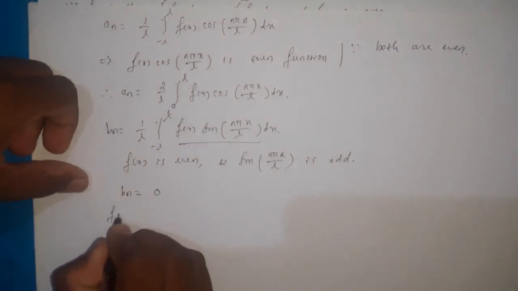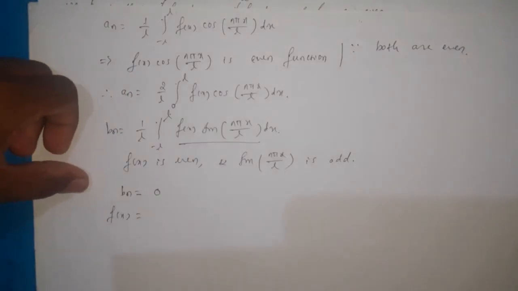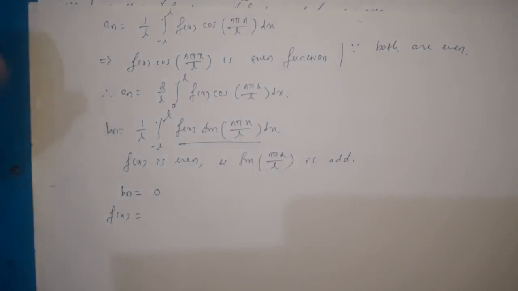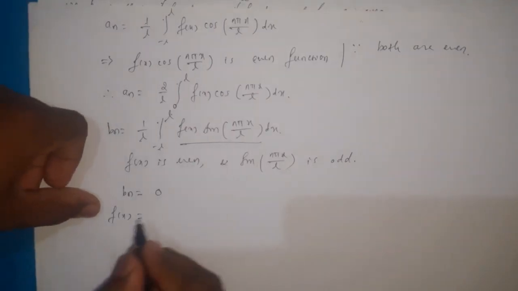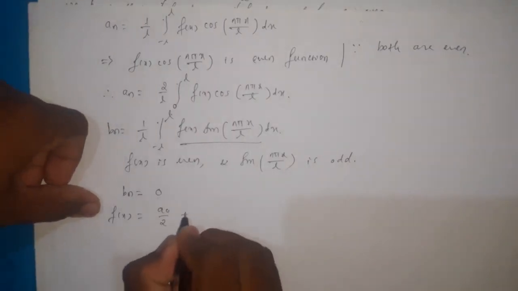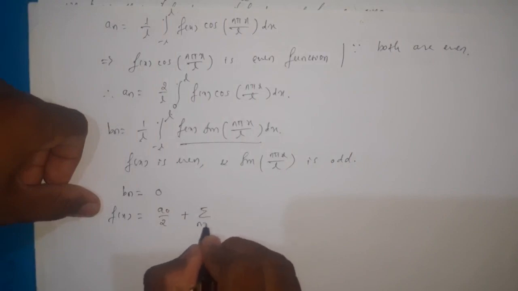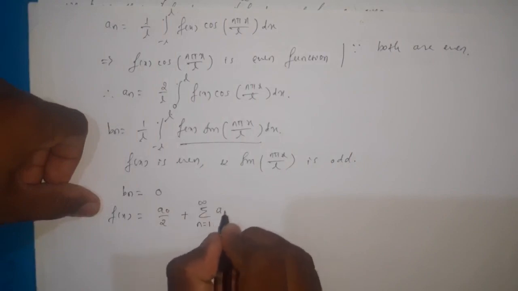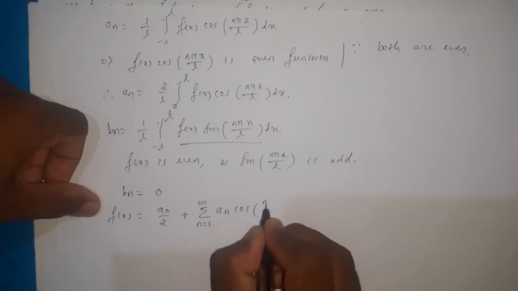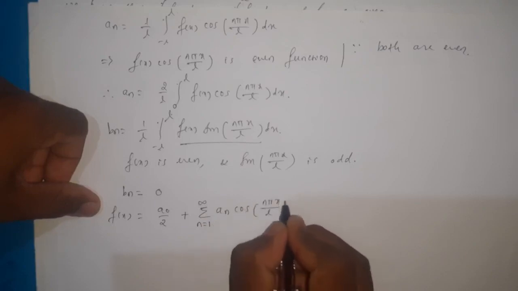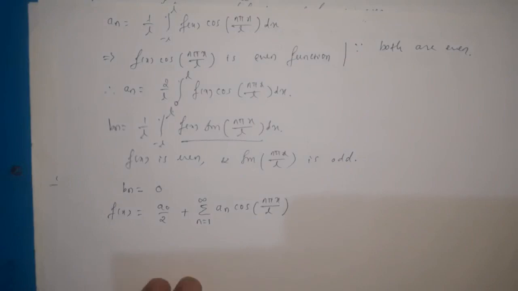Then what about the expansion when f of x is even? So f of x is equal to a naught by 2 plus summation over n equal to 1 to infinity a n cos n pi x divided by L. Only this is the expansion if the function is even, right? Because b n equal to 0 for the even functions.